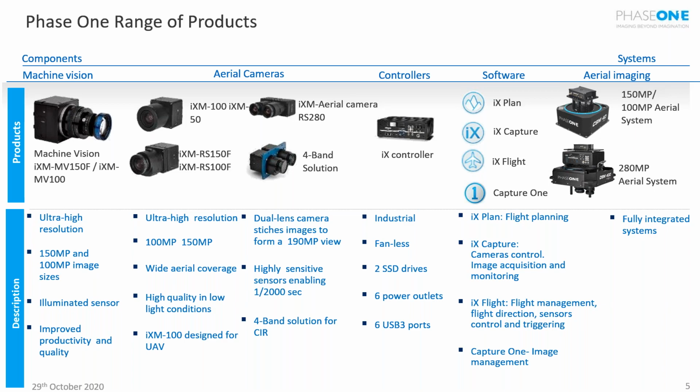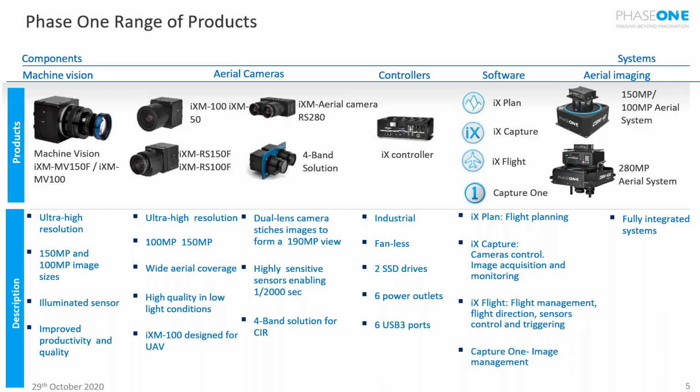We have a controller. The IX controller is an industrial fanless computer. It has 2 SSD drives that hold 1 terabyte of memory, and it has 6 power outlets and 6 USB ports. This is actually the center of the system. We record the images on this and do the power distribution, and the operational software sits on this computer.